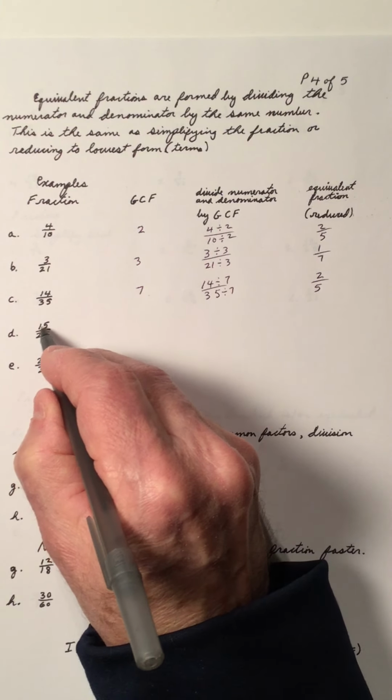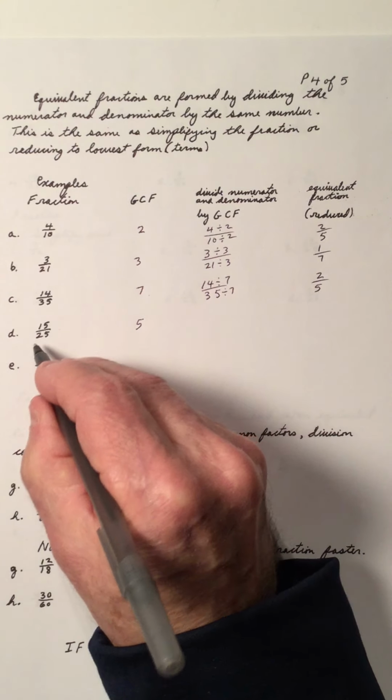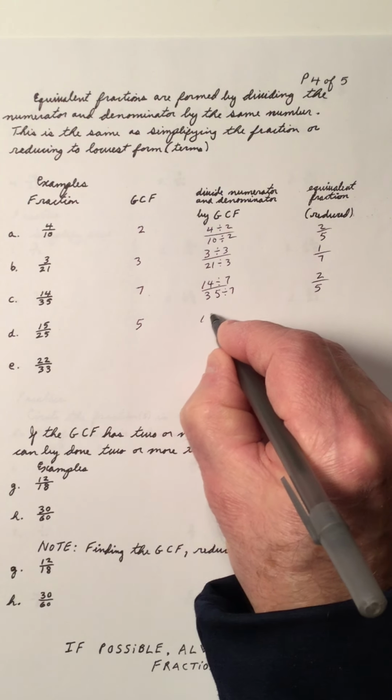15 and 25, I see a 5 as the GCF. 5 is a common factor. 15 divided by 5.